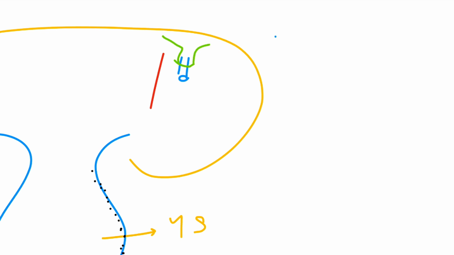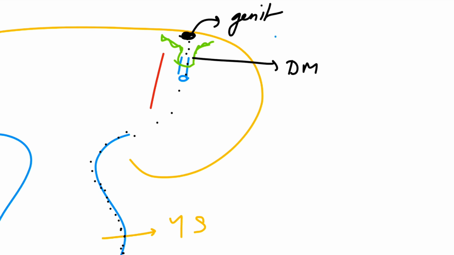Let us assume that this is the dorsal mesentery, and the primordial germ cells from the yolk sac, via the dorsal mesentery, are going to reach this region. Now this region, as I told you, is the genital ridge. Now let us explain what this genital ridge is.